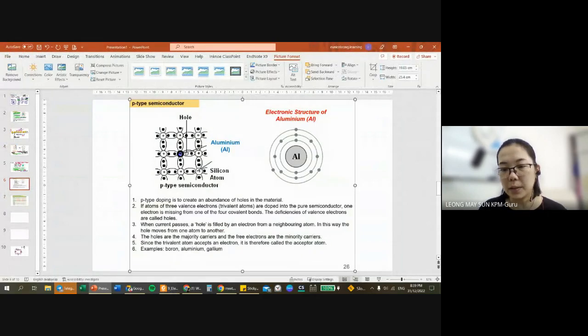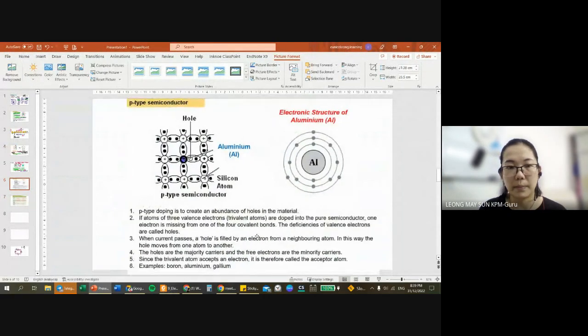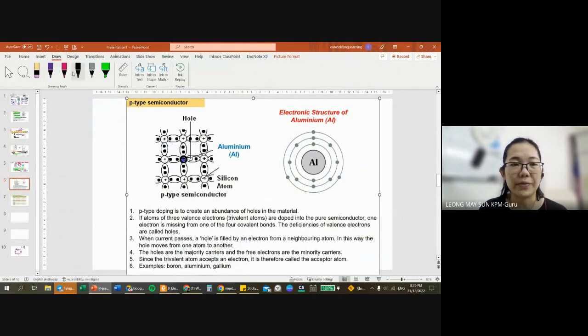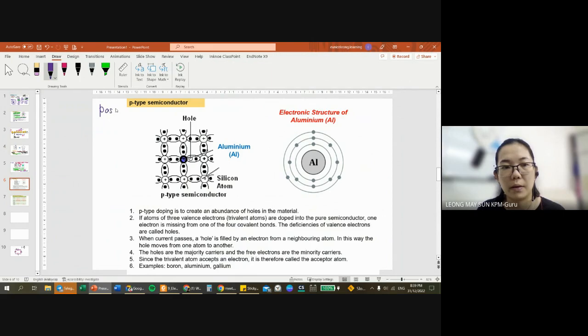So, P type of semiconductor. Just now we learned about the N type of semiconductor. Now P type actually stands for positive. A positive type of semiconductor means there are fewer electrons. So the doping process for P type is to create an abundance of holes. There are not enough electrons, so there is an abundance of holes.